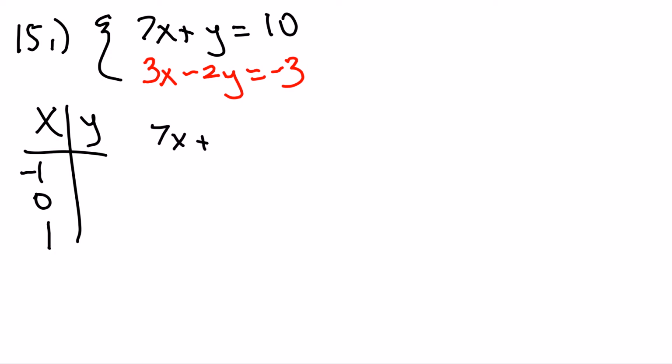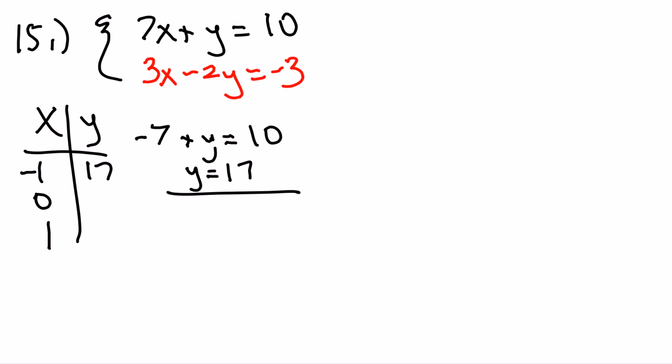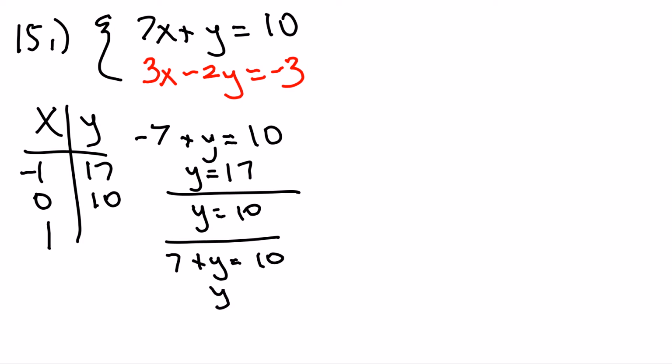I have 7x plus y equals 10. Instead of x, I'm going to put negative 1, so it's negative 7 plus y equals 10. I add 7 to both sides, I get y equals 17. Now I do 0. I get y equals 10. For 1, I think it's going to be 3. Let's find out. I have 7 plus y equals 10. I subtract 7 from both sides, I get y equals 3.